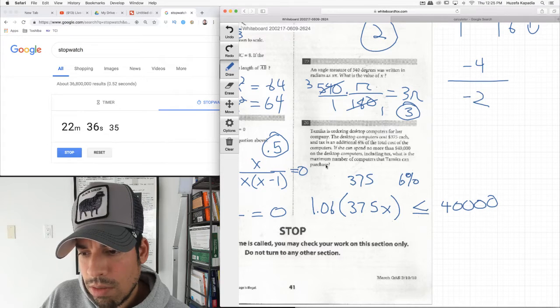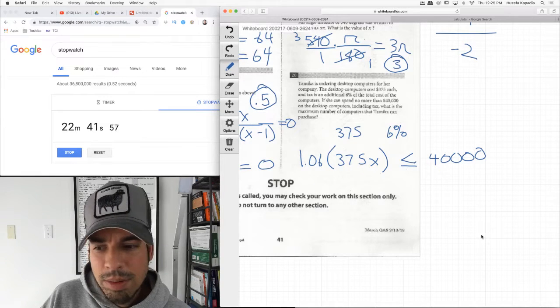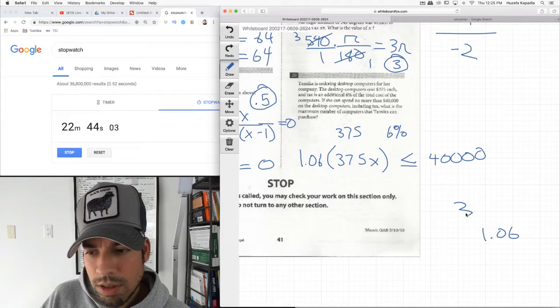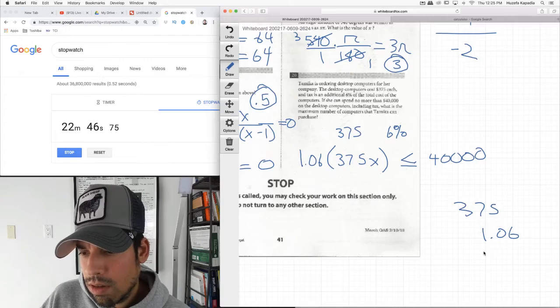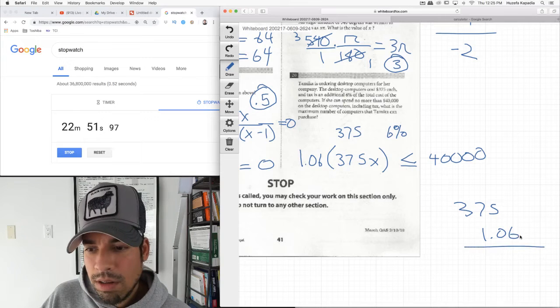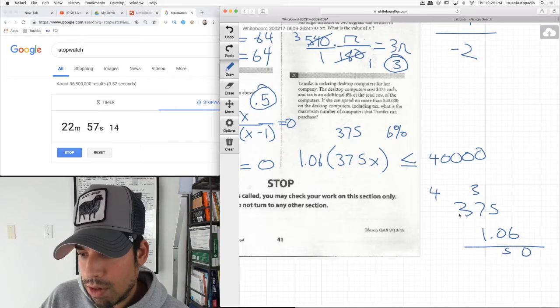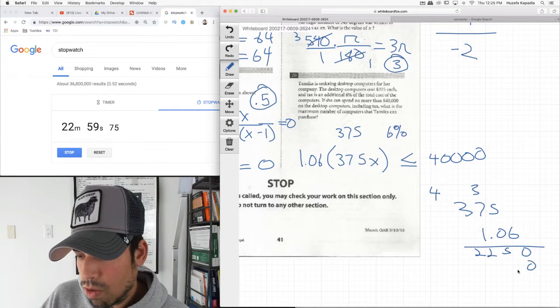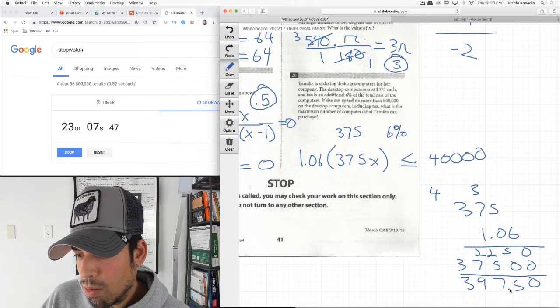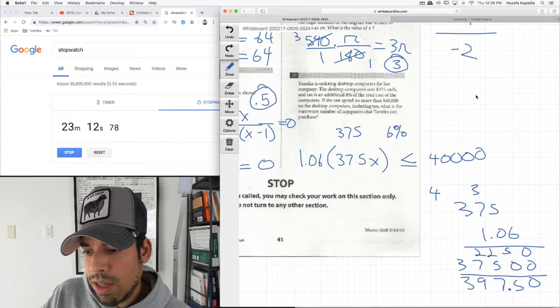Oh man, this is not that common on this type of test, where you have to do this type of long multiplication. It's just a pain. Okay, 30. 42, 45, carry the 4. That's all zeros, and then that's 5, 7, 3, 0, 5, 7, 9, 3. Move the decimal place over twice. So 397.50, and then we have to divide 40,000 by that.